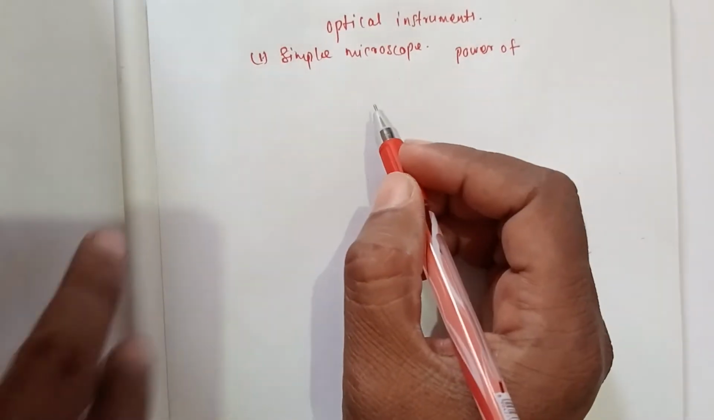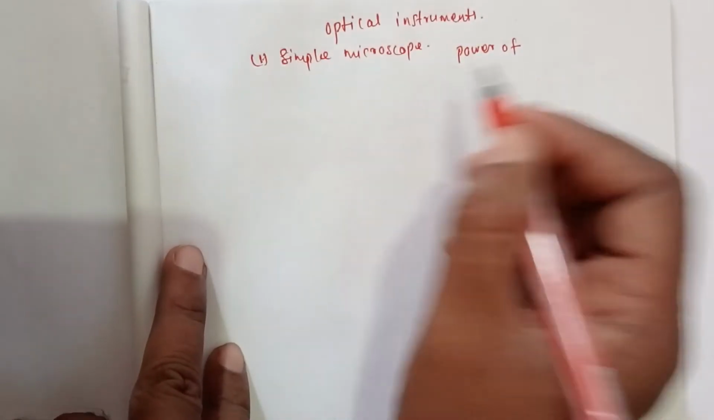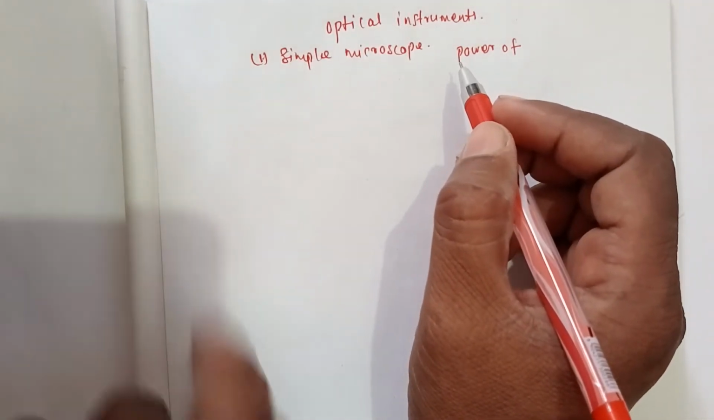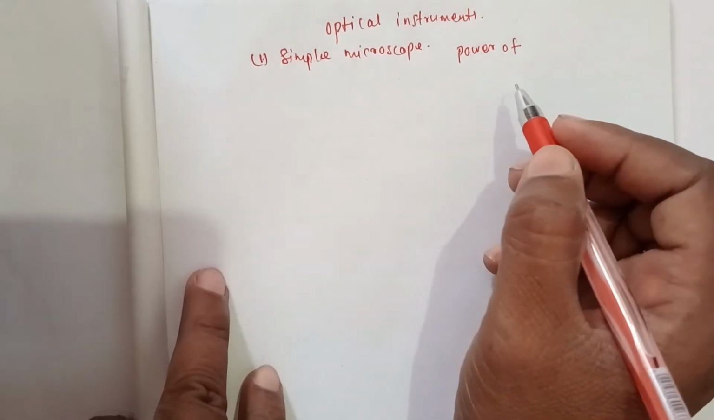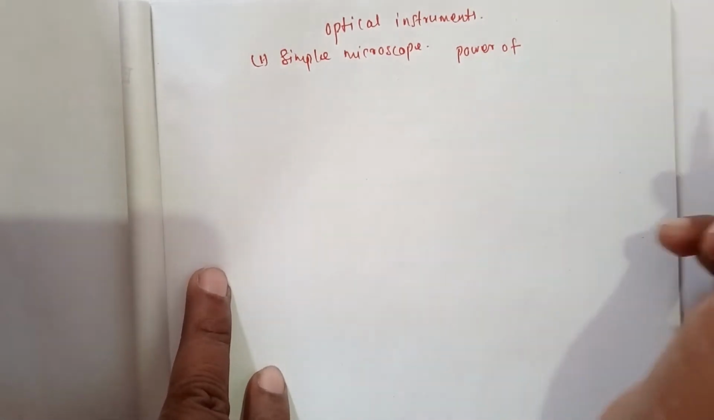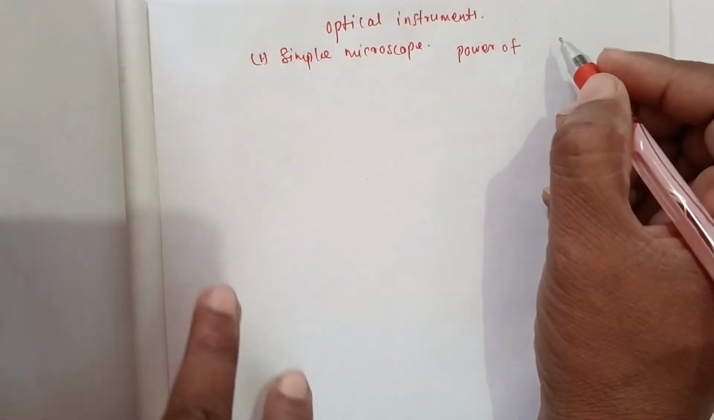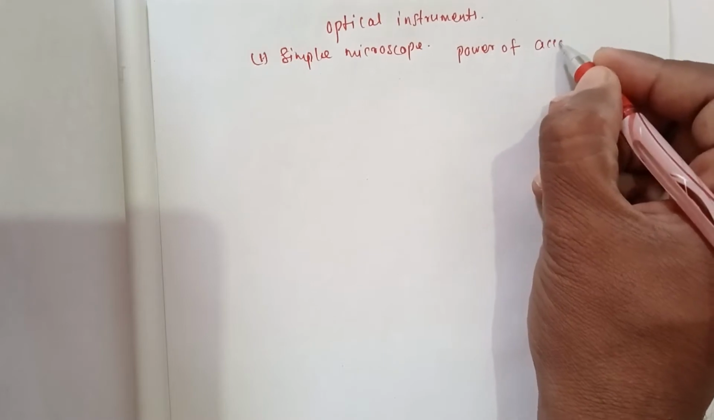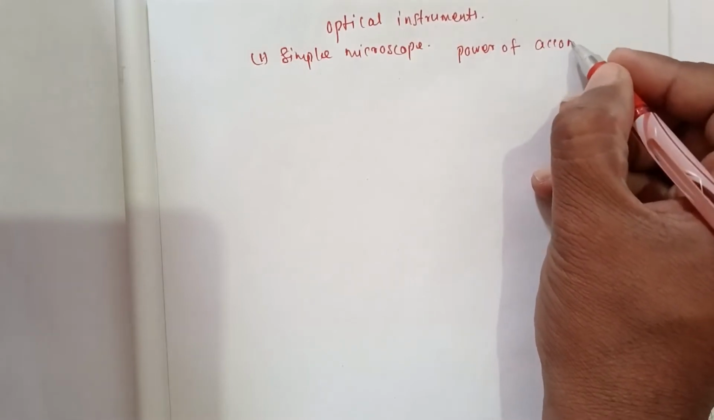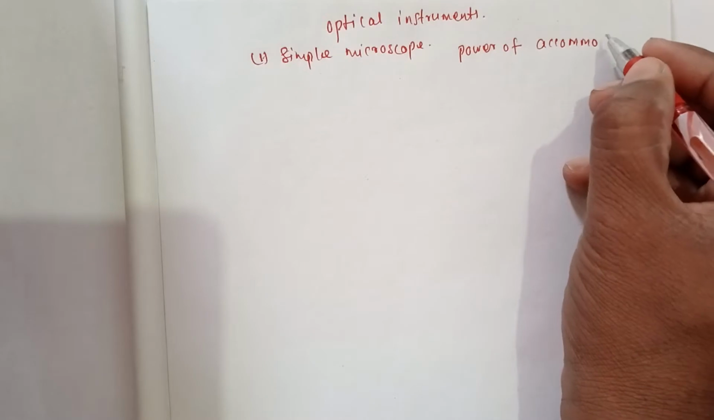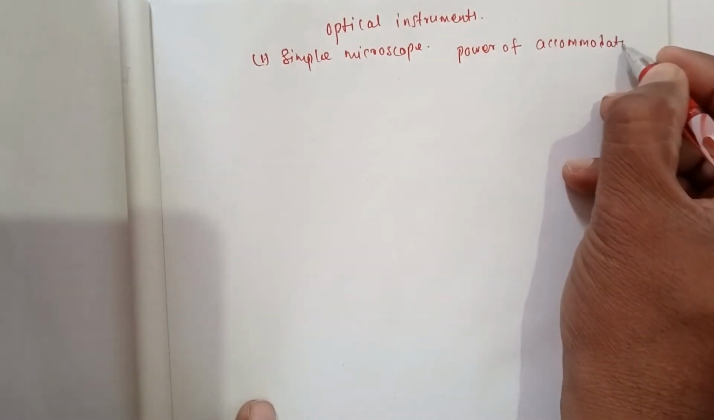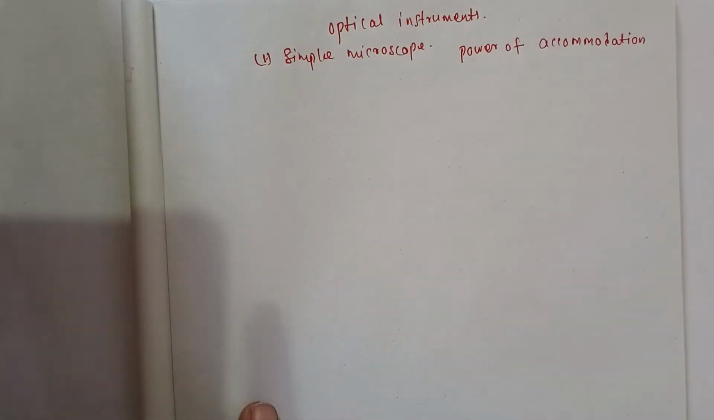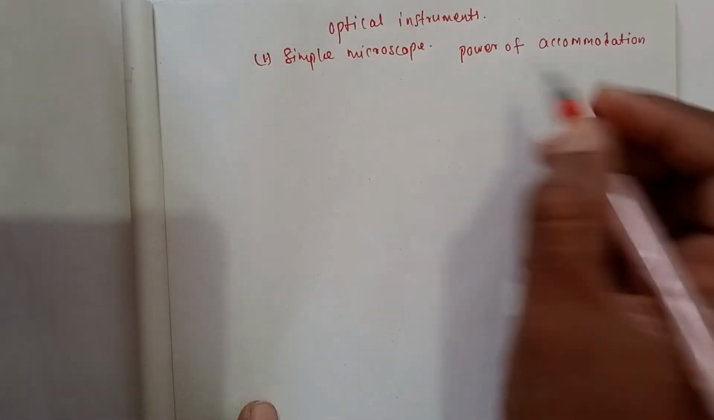So dear students, in this chapter we are going to discuss simple microscope. This chapter name is optical instrument, and in it we are going to discuss simple microscope. First we will discuss the power of accommodation.